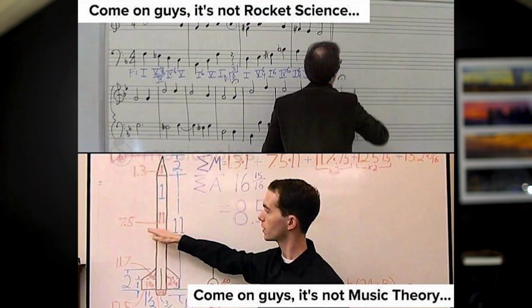Music theory has built up a reputation for being a very confusing subject. Some jokes around the internet even suggest that it's harder than rocket science. But it doesn't have to be this way. There are things that we can do to help music theory make more sense. And I've got 5 of them for you today.